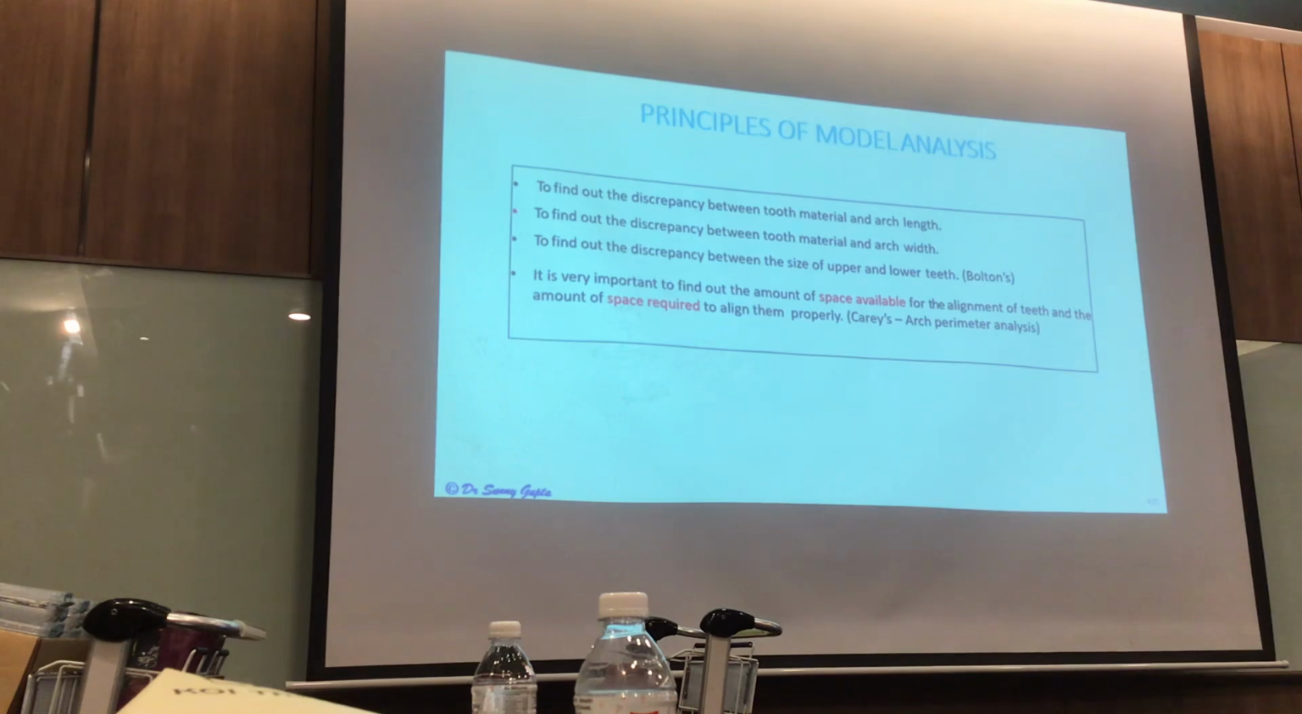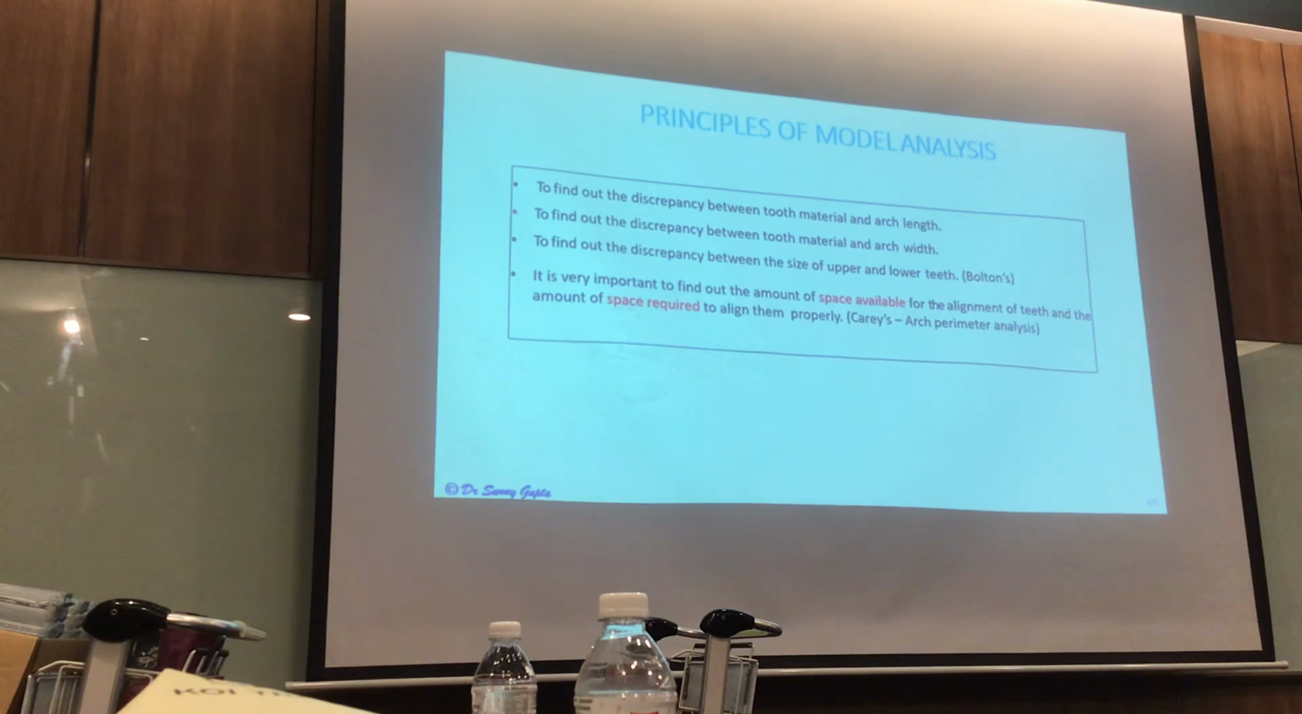Whereas for upper and lower teeth to fit with each other, we require a ratio between upper and lower teeth, because the upper teeth have to circumscribe the lower teeth. So there exists a ratio, which is the Bolton's ratio. So far clear? So this is the relationship between upper tooth material with upper arch length and lower tooth material with lower arch length. This is for the alignment of arches.